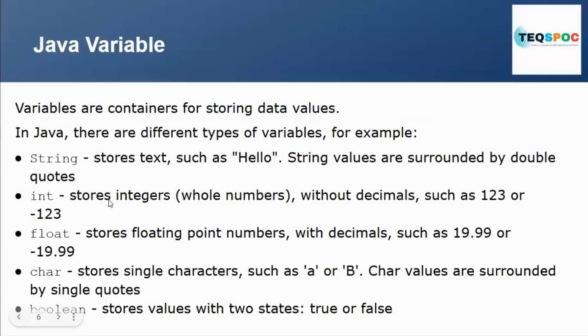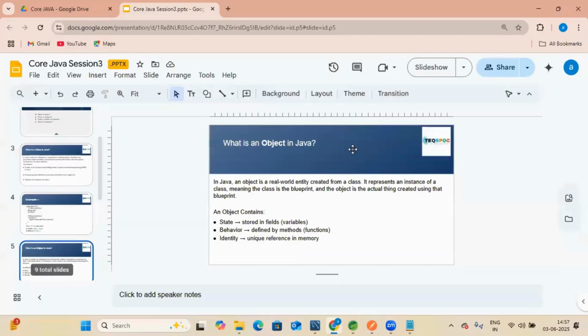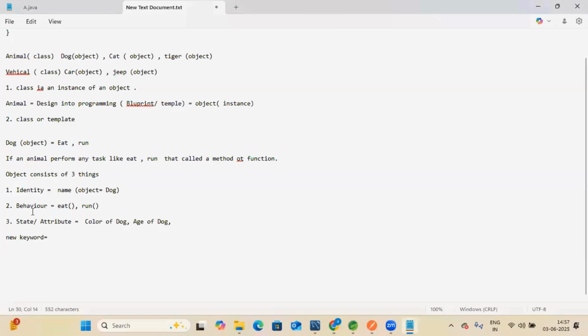Now let me show you how to create an object. First see, we will create an object with the help of the new keyword. So what is the new keyword? The new keyword sends a request to the class so that the class will create an object. With the help of the new keyword, we are basically creating an object. Okay, what will happen?